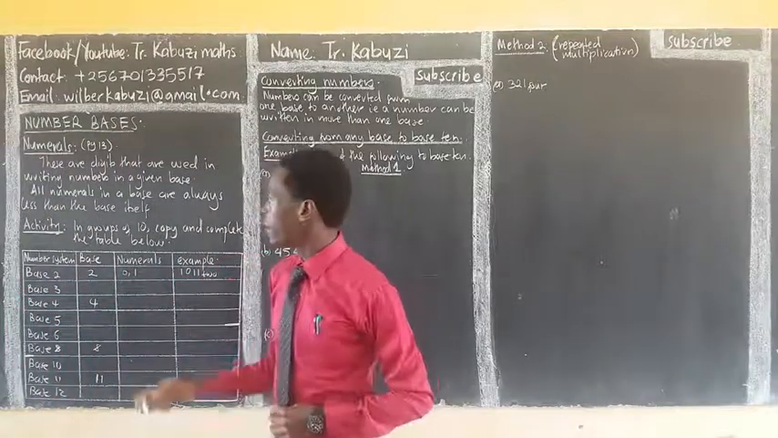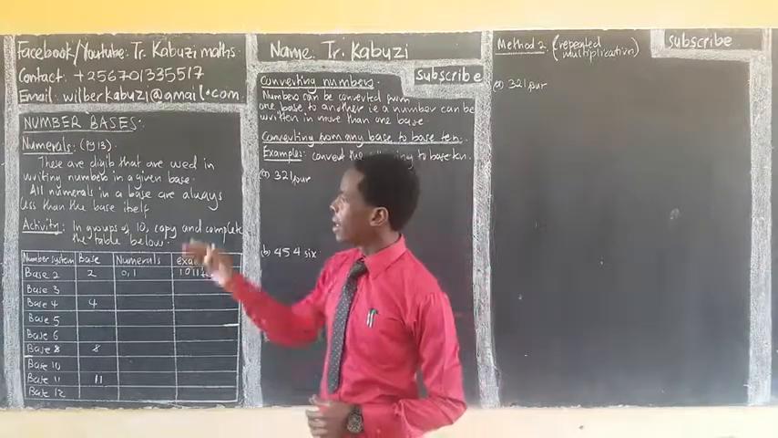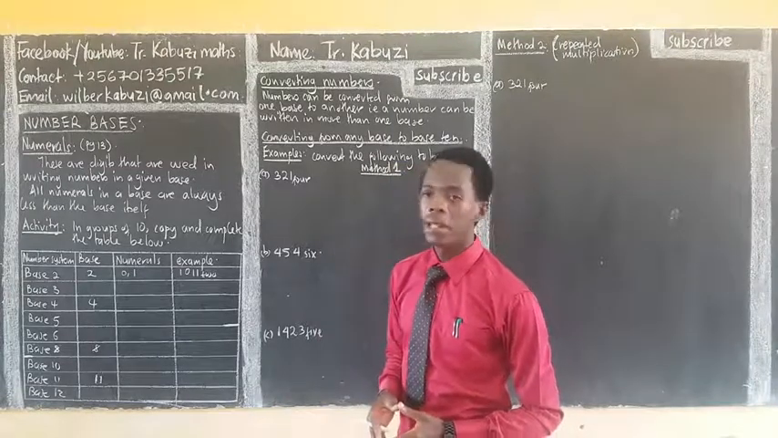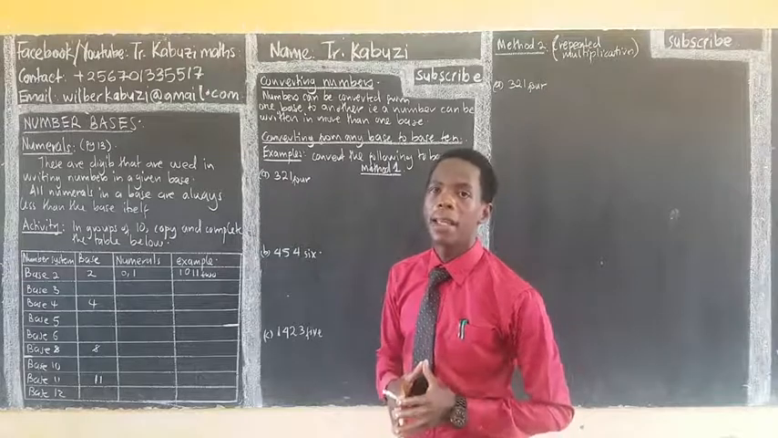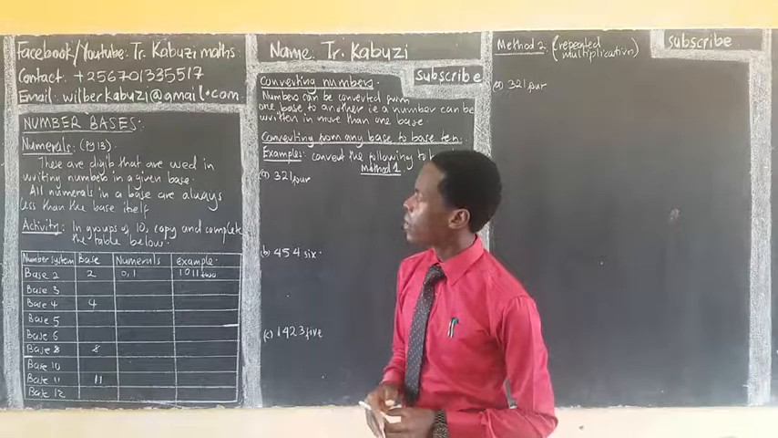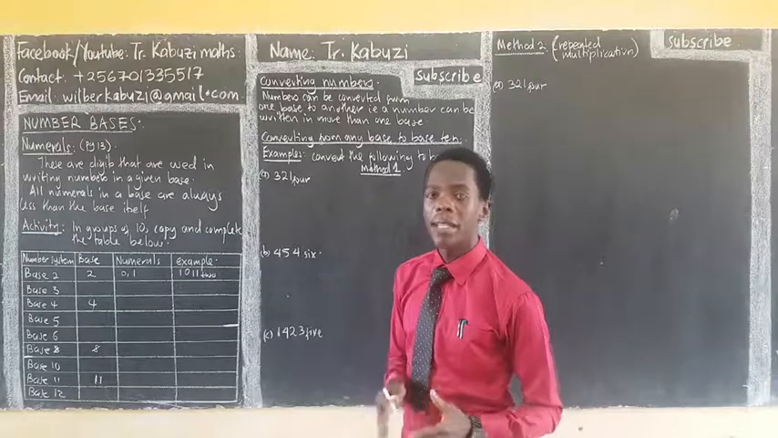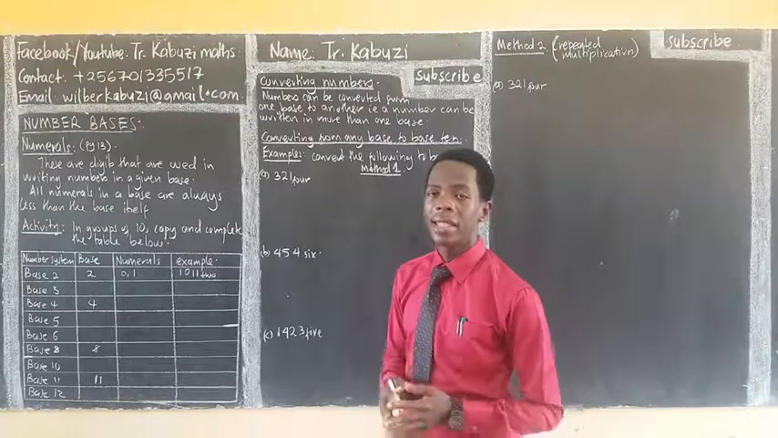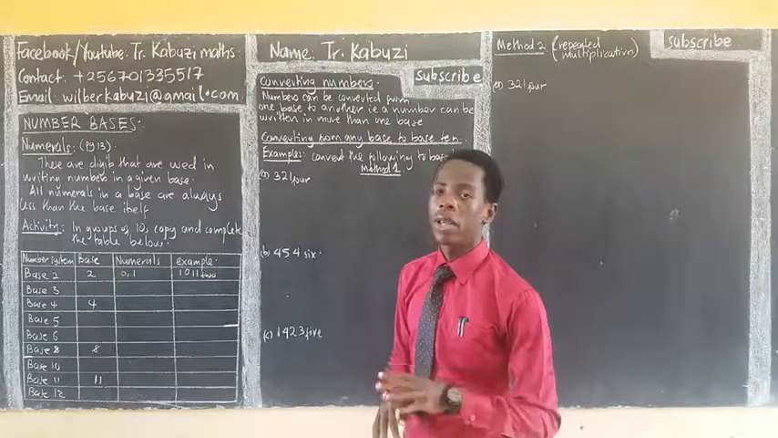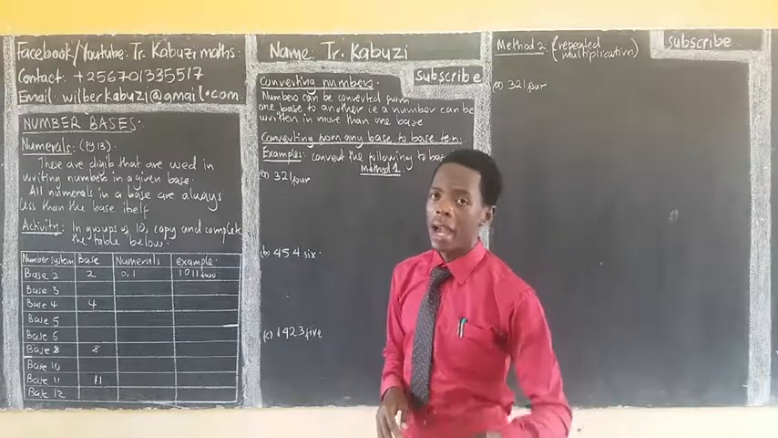Okay, now members, we are going to focus on numerals. These are digits that are used in writing numbers in a given base. So you know that every base has specific numerals or digits it has to work with. All the numerals in the base are always less than the base itself. So the base can't have a numeral or a digit which is equal to or above it. It can never happen. All of them should be below it. So in base 6, the numerals have to be 5 and below.